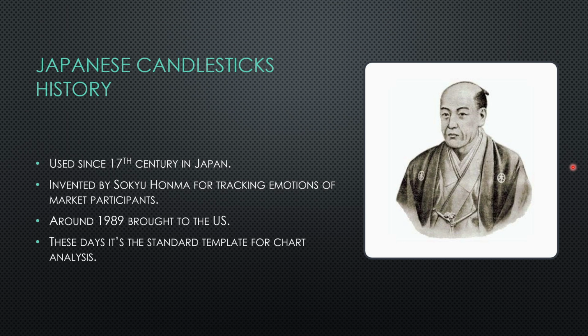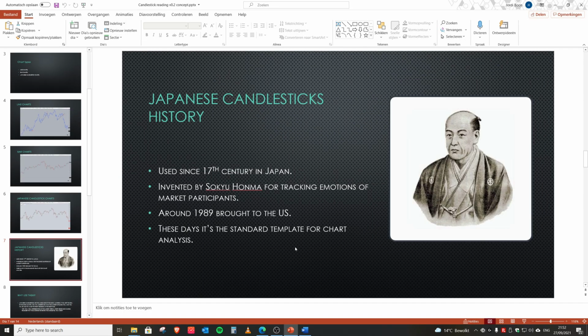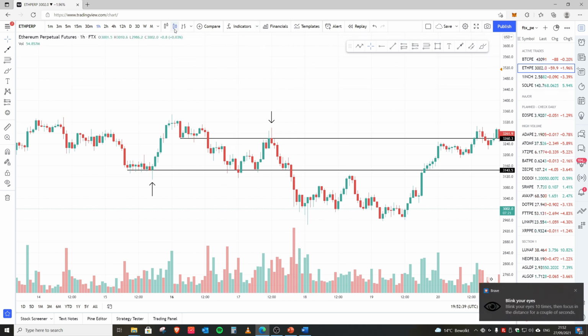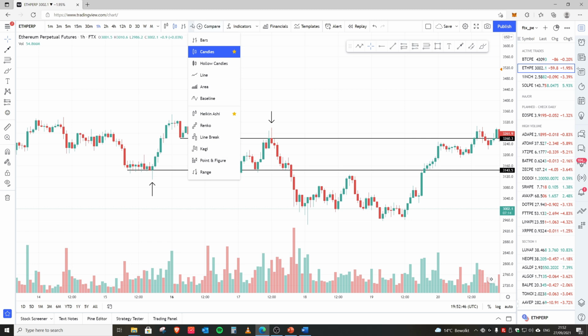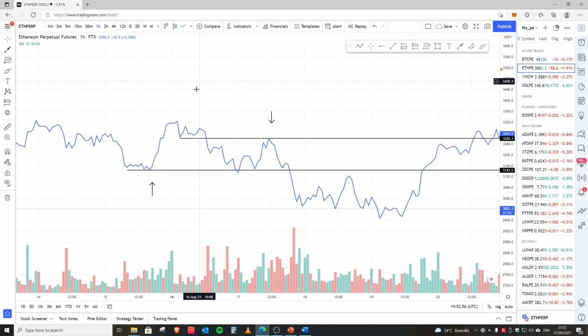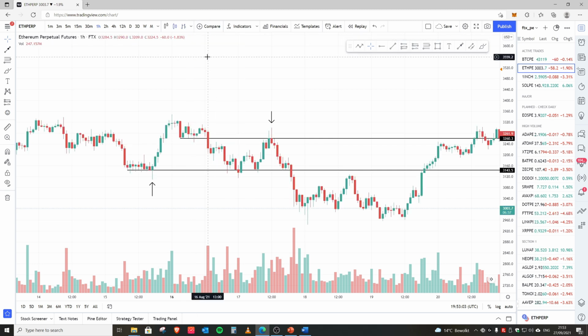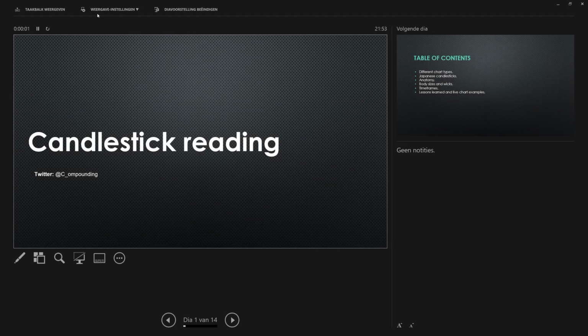A bit of history about the Japanese candlesticks. Well, scrap that. Let me show you first how to switch to the different chart types in TradingView. If you want to try them on your own, you can open your TradingView screen and select this icon over here. Select this arrow over here and you can see the different kind of chart types, the bar, candles, the line chart. If you select one of them, you can see how the charts change and you can switch back and forth to your own preference. So back to this presentation.